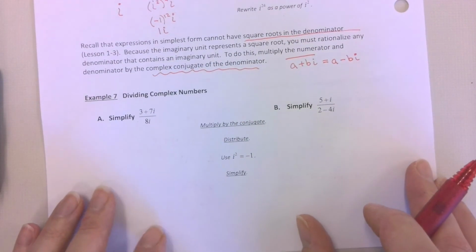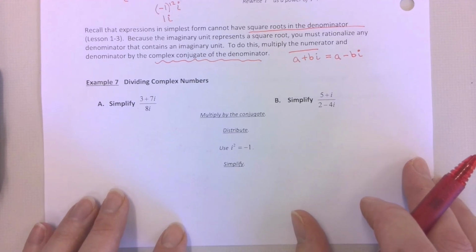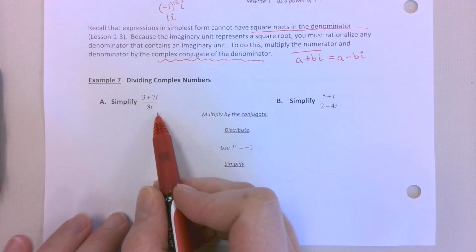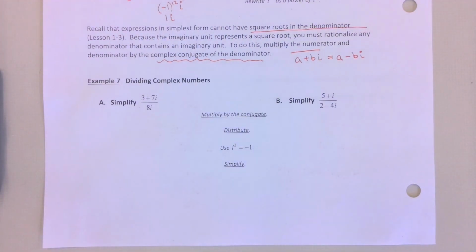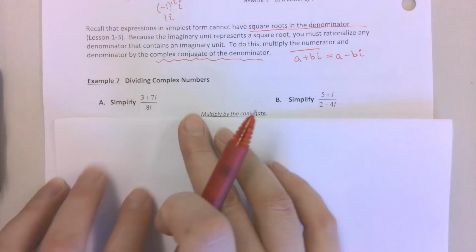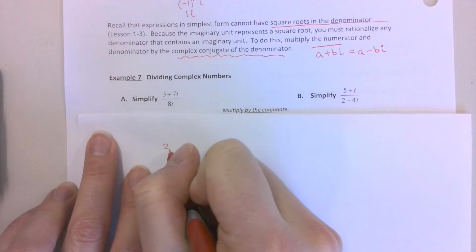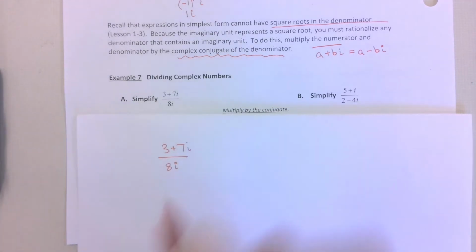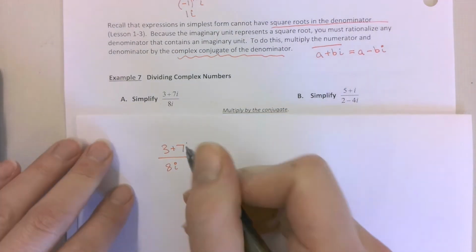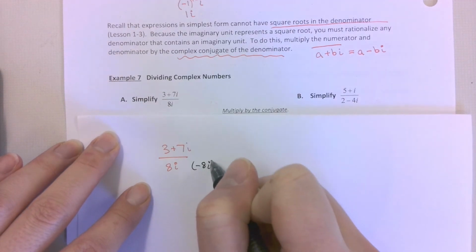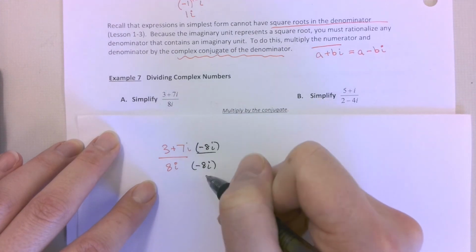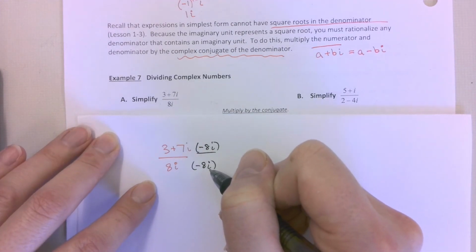All right, so if we look at this first example, the complex conjugate of 8i is -8i. And so I can go ahead and use the complex conjugate, but it's going to give me some extra work. So I'm going to do this problem twice. I have 3 plus 7i over 8i. The complex conjugate of 8i is -8i. And if I multiply the bottom and the top by -8i, I'm really multiplying by 1. So it's the same rules we use to rationalize the denominator.